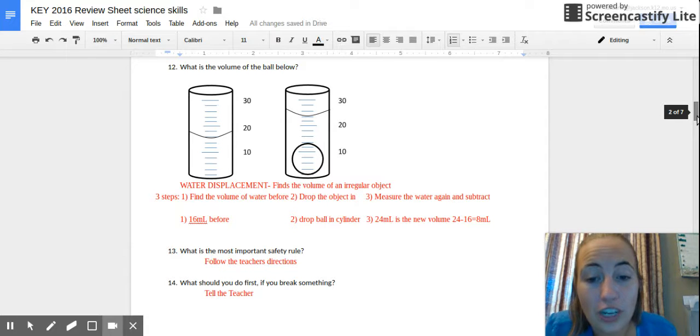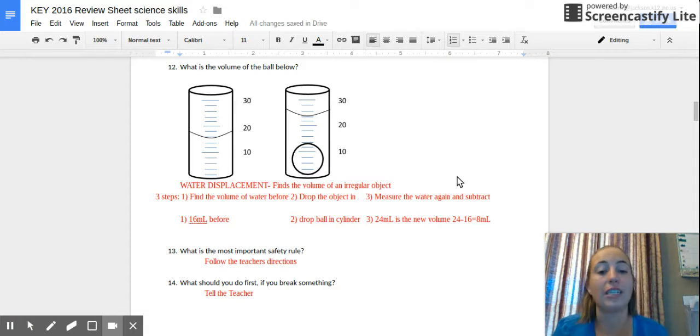Water displacement. Find the volume of an irregular object. An irregular object is something that doesn't have length times width times height. A battery, a screw, a key, a toy dinosaur. Your 3 steps are right here. Find the volume of the water before, drop the object in, measure the water again, and then subtract the difference. So right here, volume of the water before, 16 milliliters.